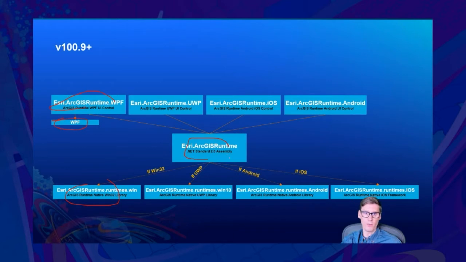And one thing to note is, if you reference this, you no longer get the WPF assemblies by default. You have to explicitly reference this one instead. So when you're upgrading to update 9, you might have to change that around if you were only referencing this one. And then again, on top of this, Xamarin Forms sits here.